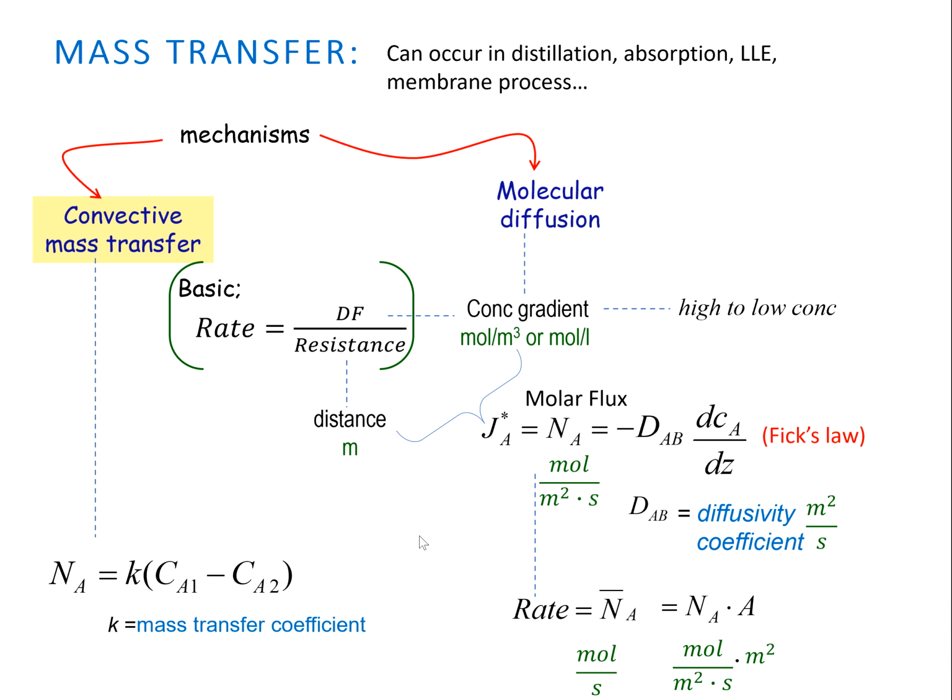Now, I will explain the convective mass transfer. The equation that we are going to use is slightly different. The molar flux is given as K, which is the mass transfer coefficient, multiplied with the driving force, which is the concentration gradient.